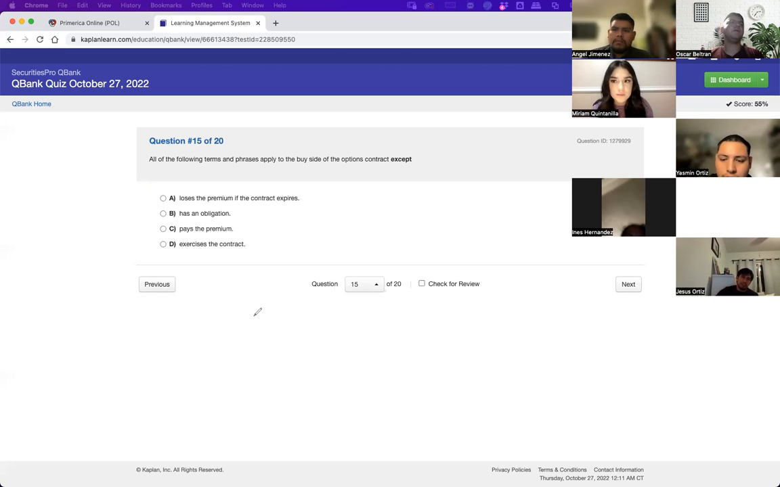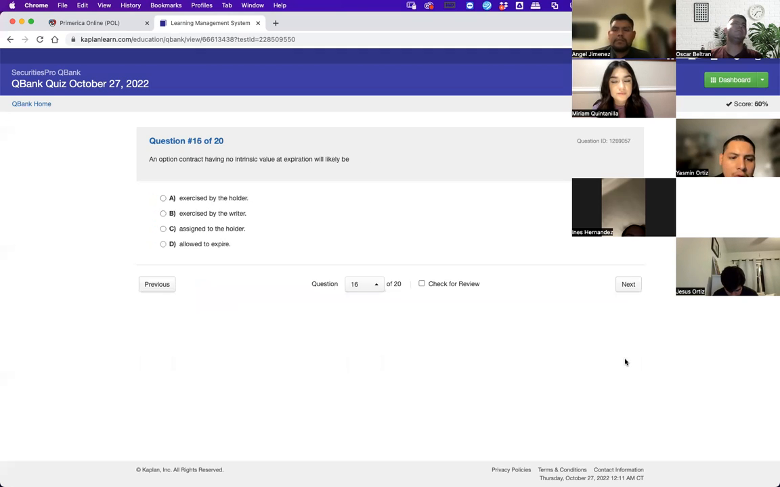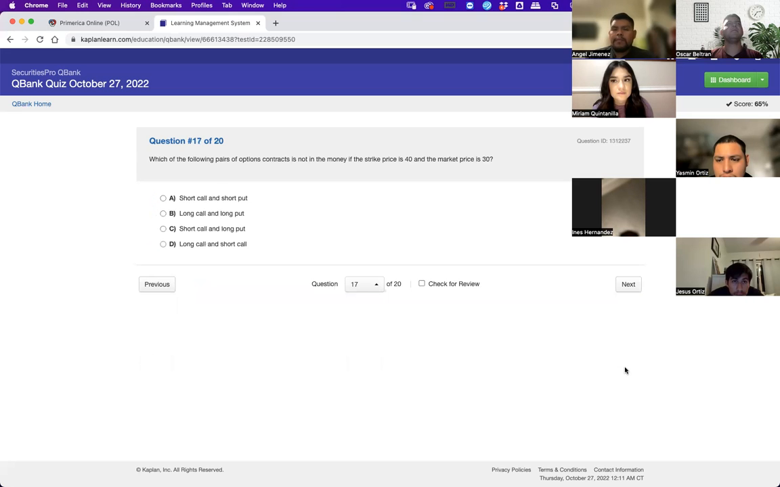All right. All the following terms and phrases apply to the buy side of the options contract, except this one. That's an obligation. Not that. I think it's this one. B. Once again, this is more of something you have to know. All right, an option contract having no intrinsic value at expiration will likely be allowed to expire. D. There's no money in it. They're going to let it expire.